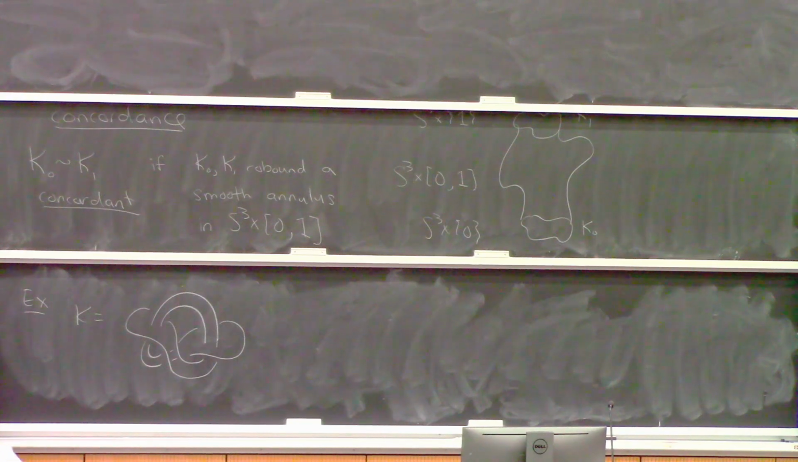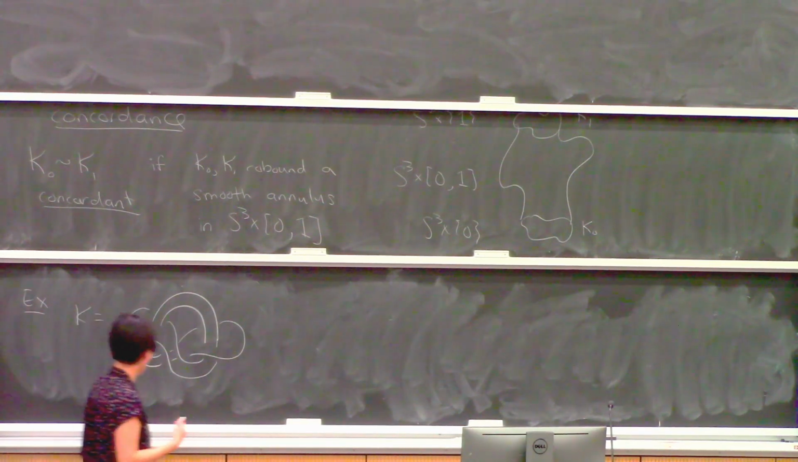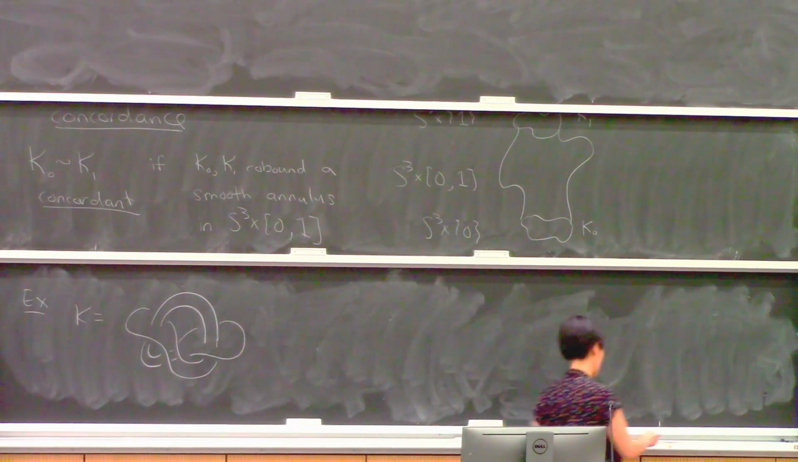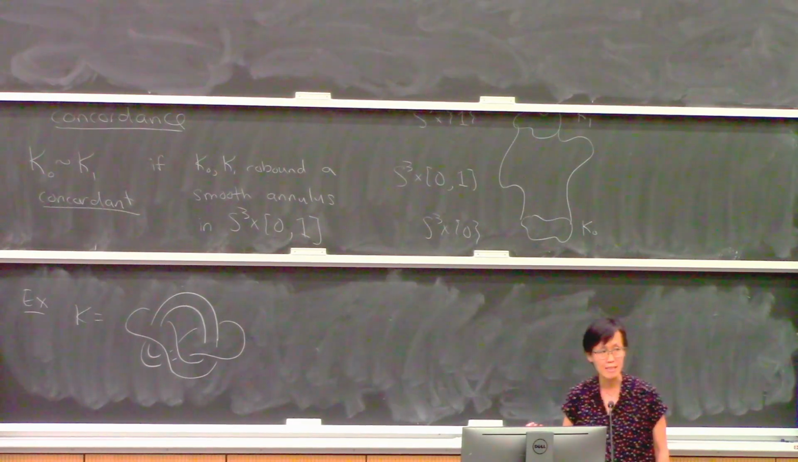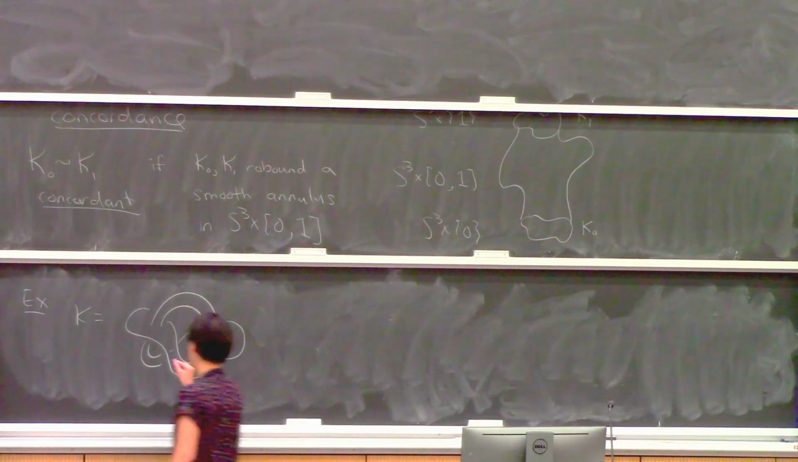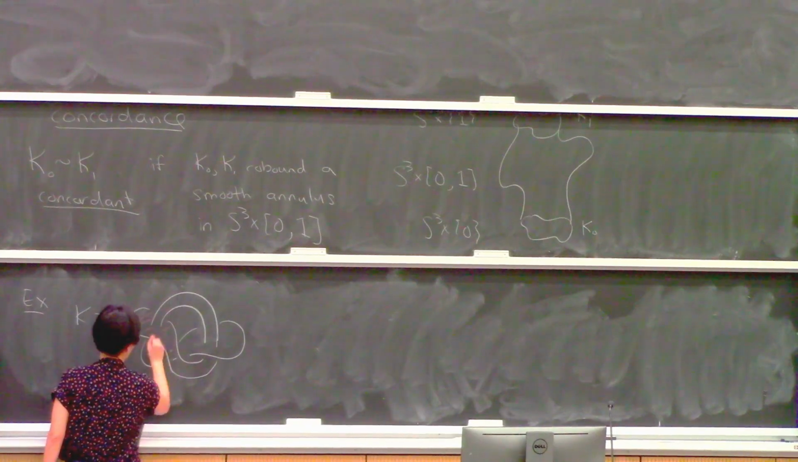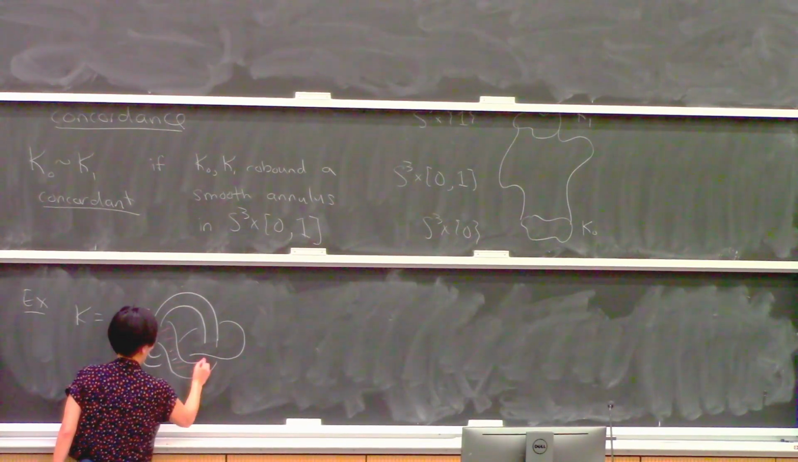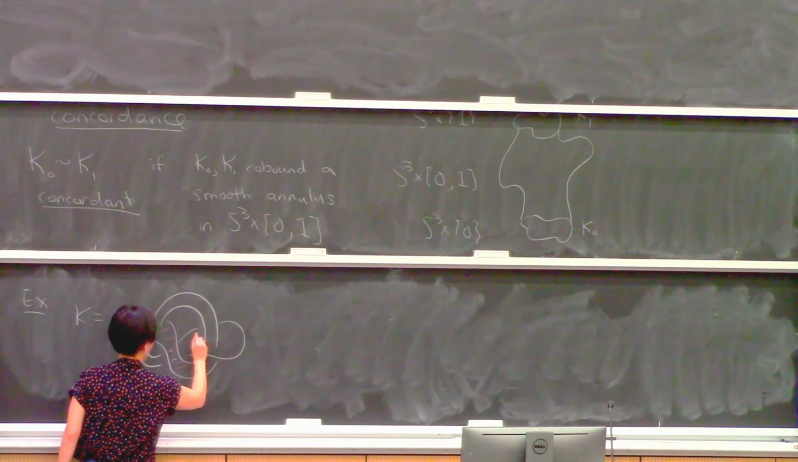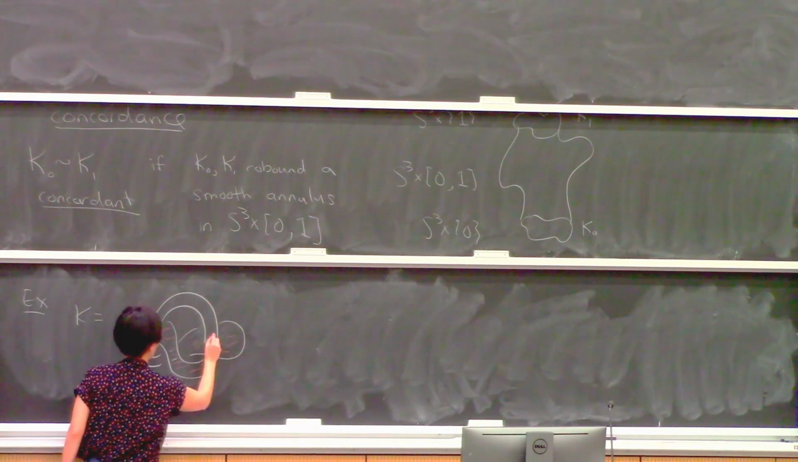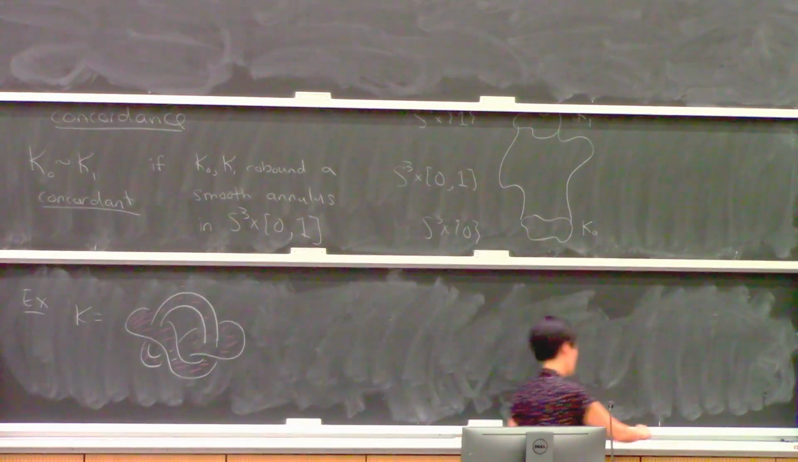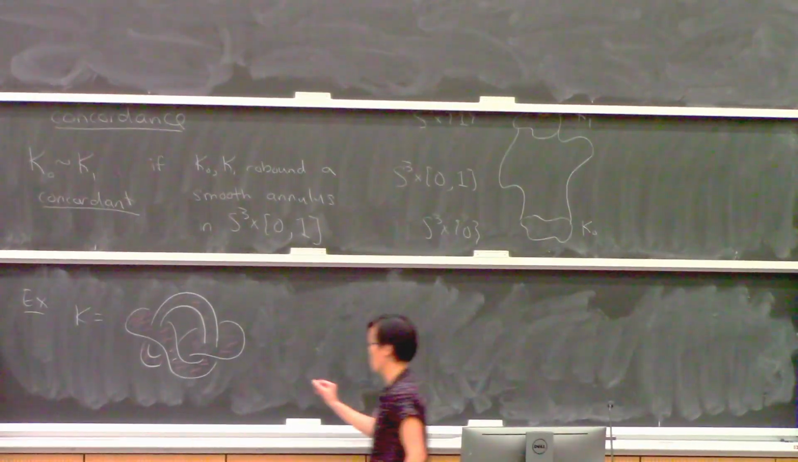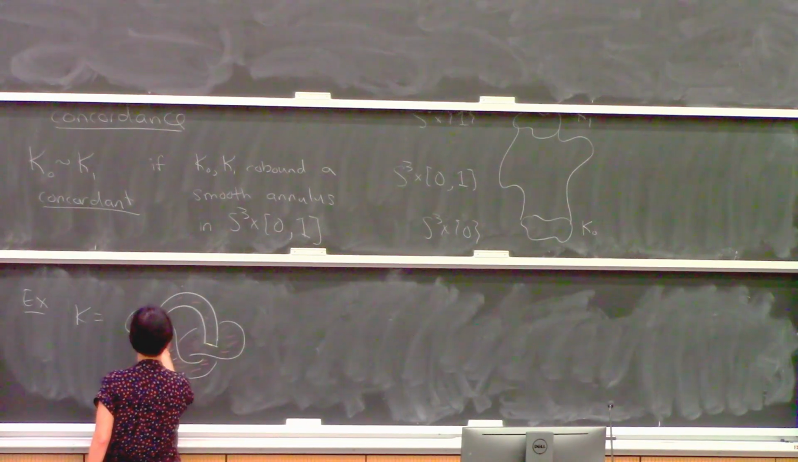So here's my knot. I've drawn it in a way that, maybe with a little imagination, you can see that this knot actually bounds an immersed disk in S3, right? So there's this disk here, and then it's also here. So it's immersed because it intersects itself in these two arcs of self-intersection. One of them is right here. One of them is right here.